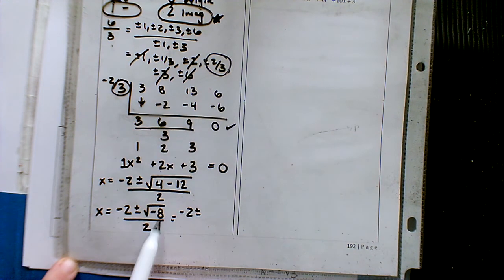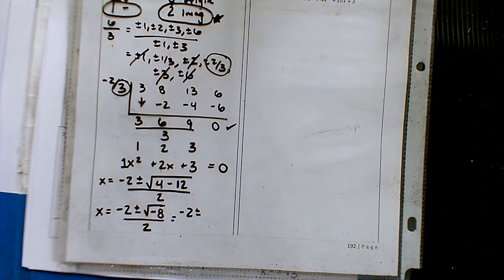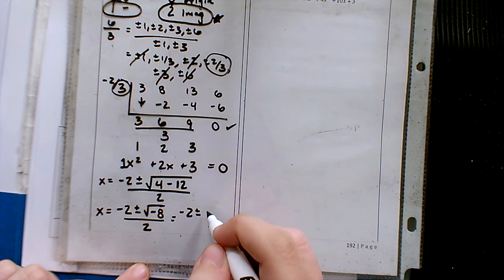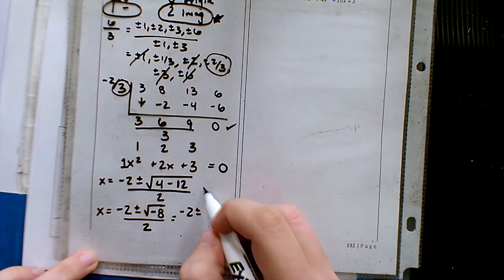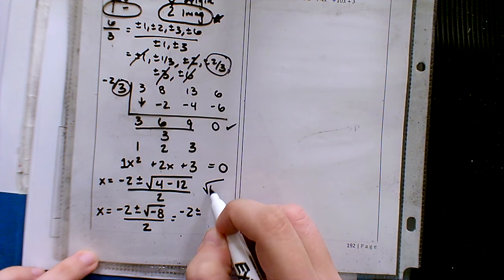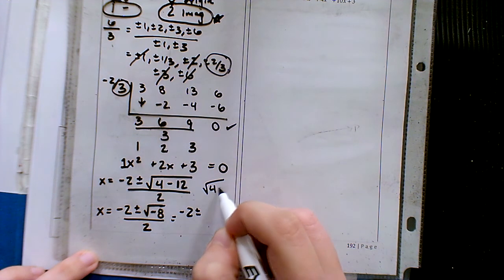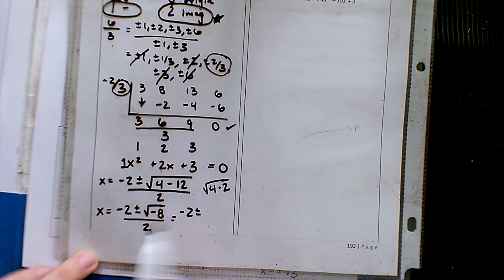Can we figure out what the square root of 8 is? It's not a whole number, but can we simplify it? Can we rewrite it? Are we familiar with this? Yeah. You could do square root of negative 4 times square root of 2. Okay, so you can rewrite the square root of negative 8 as the square root of 4 times 2. I'm going to ignore the negative because we know that's just going to be an i.